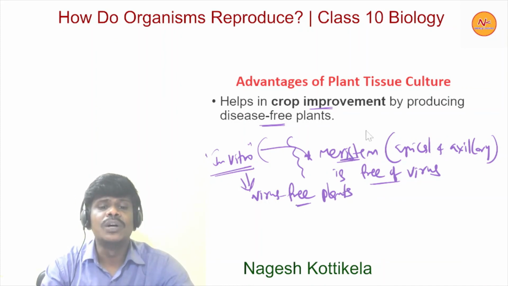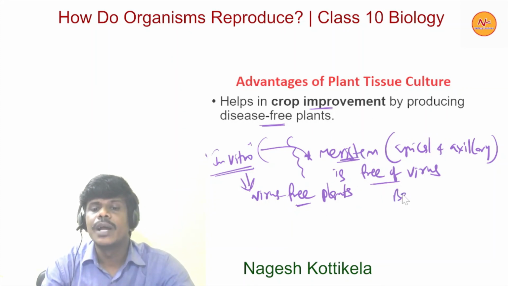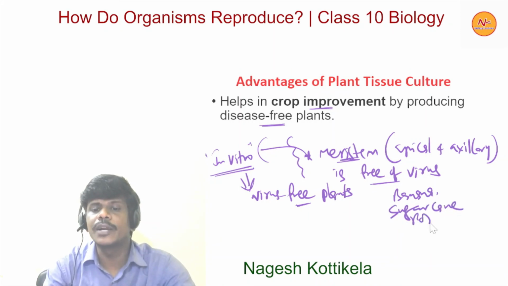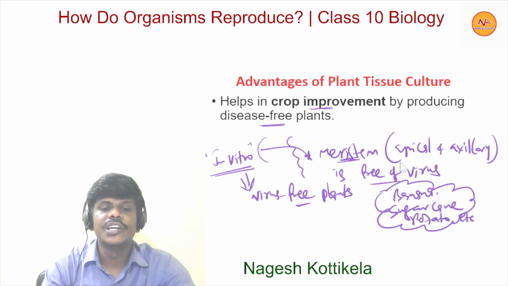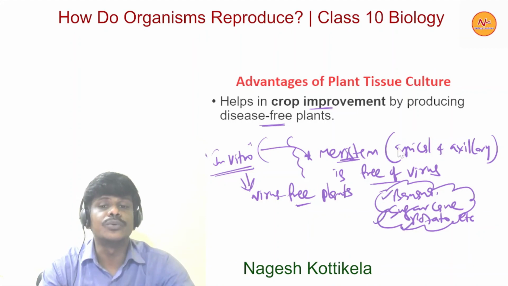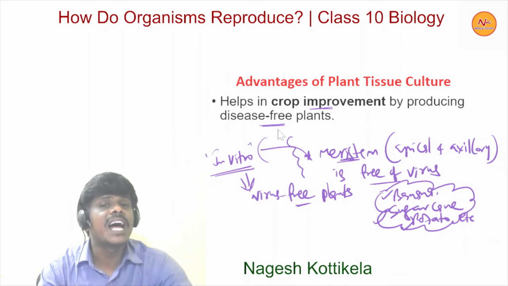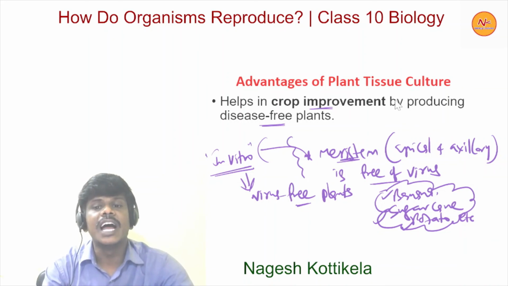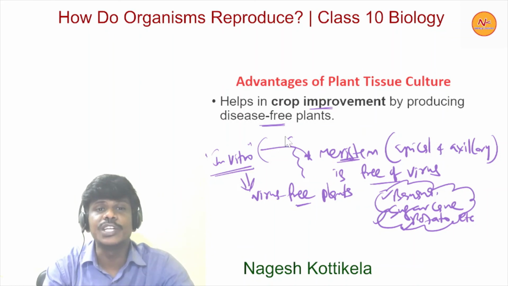Scientists have succeeded in culturing the meristems of banana, sugarcane, and potato. Okay, so already scientists have succeeded in culturing the meristems of banana, sugarcane, and potato. So this is how plant tissue culture helps in crop improvement and in producing disease-free plants.